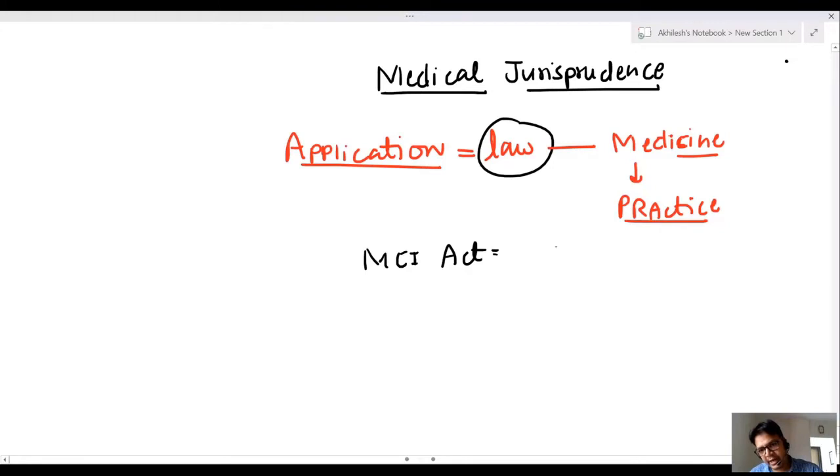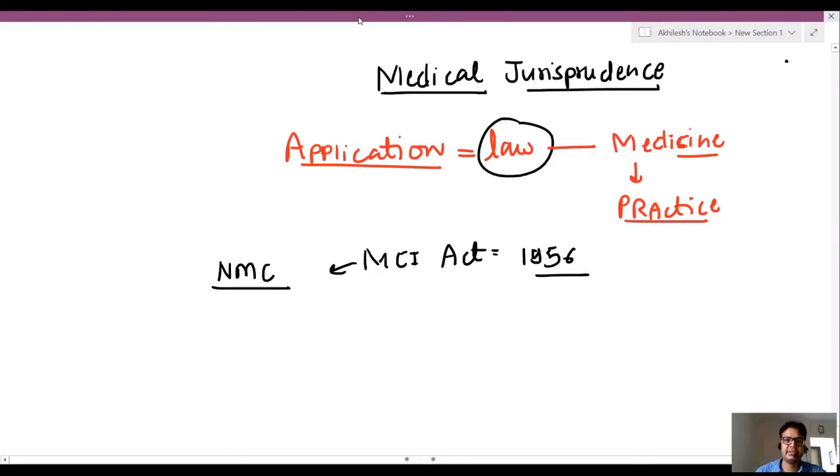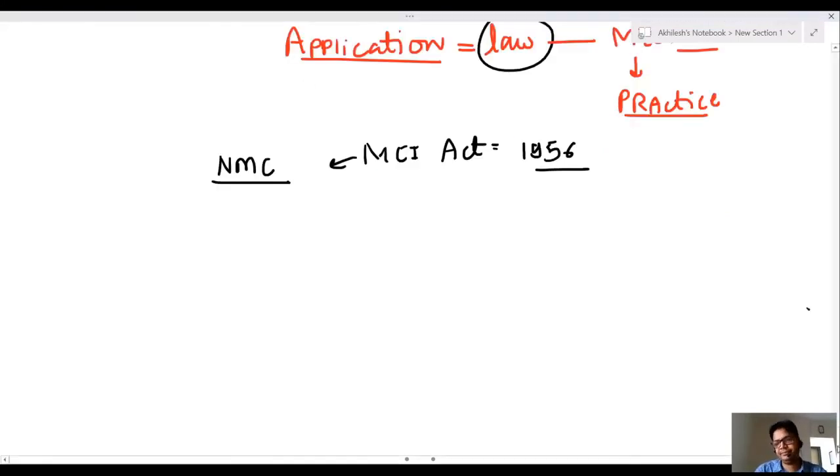Sir, the MCI Act, Medical Council of India Act, was passed in 1956. Now MCI has been converted into NMC, the National Medical Commission. According to the MCI Act, there are two schedules.